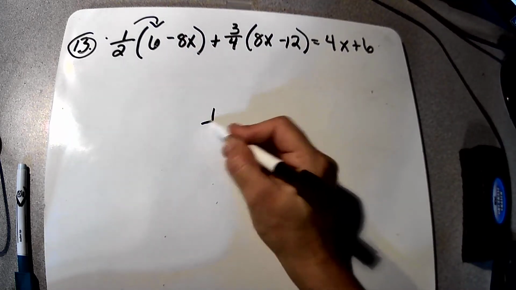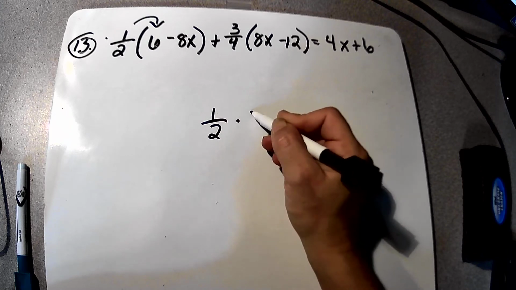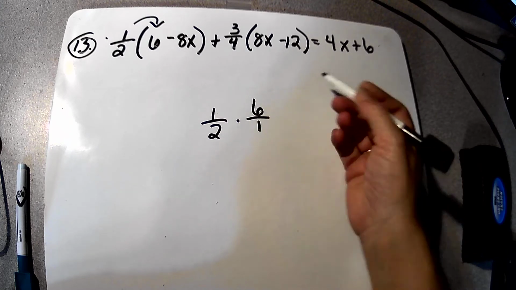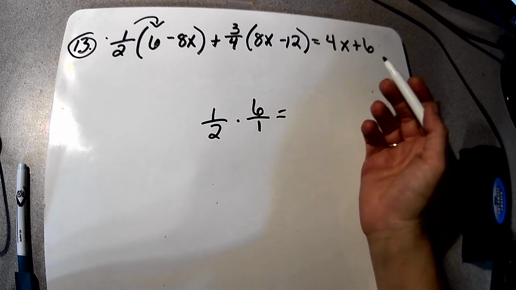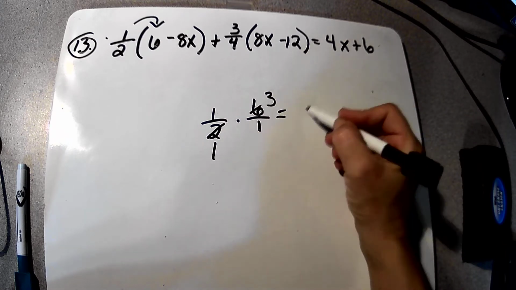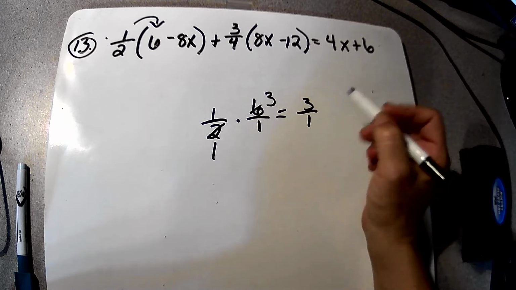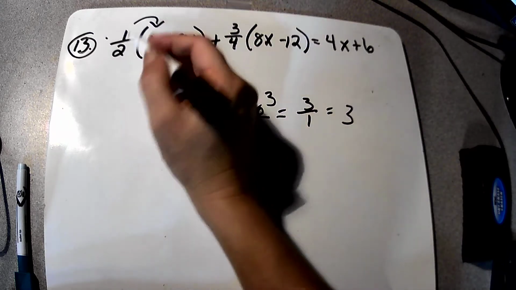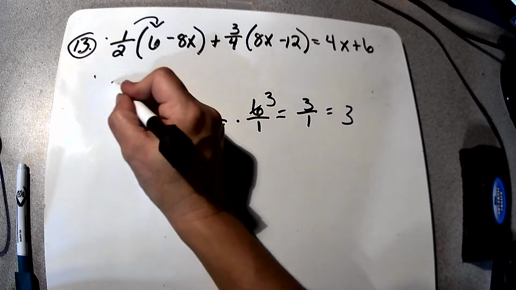So that's really 1/2 times 6, and we write 6 as 6 over 1. That's pretty easy. That just means what's 1/2 of 6, which is 3. These cancel, and you get 3 over 1, which is just 3. So this first rainbow right here is 3.